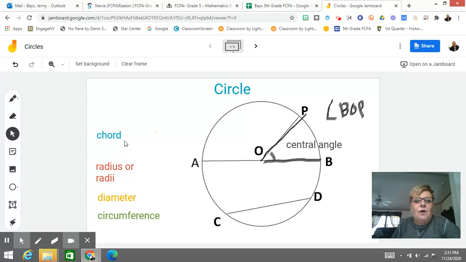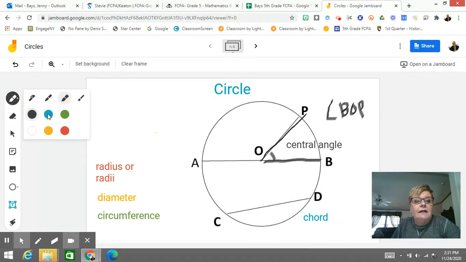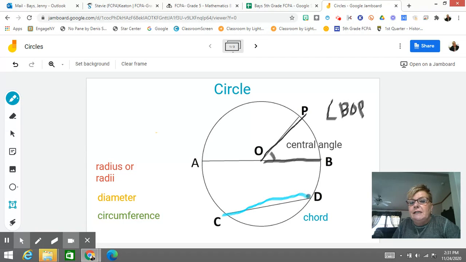Next, we have a chord. A chord is a line segment that goes from one side of the circle to the other side of the circle. It doesn't have to be in any certain place, so chords can be different lengths. But this one touches one side of the circle and touches the other side of the circle. So that would be chord CD.